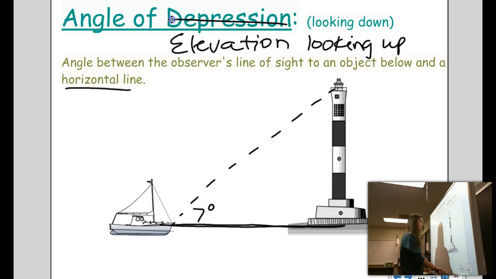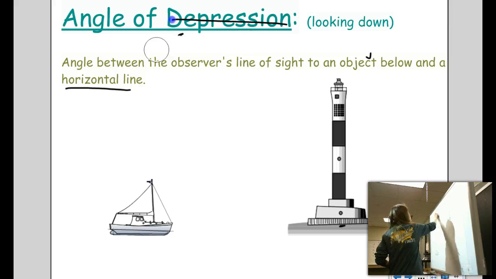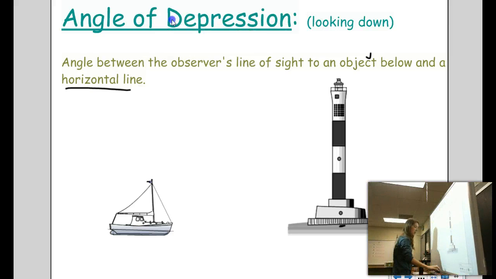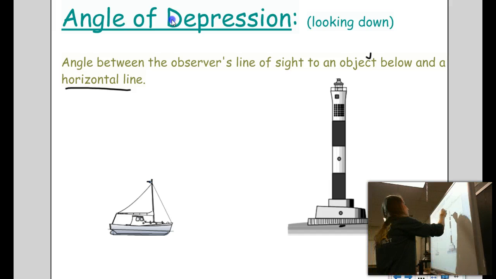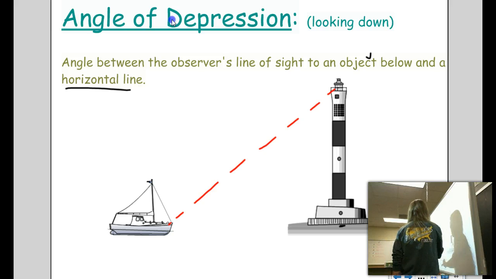Now, let's do the angle of depression. I'm going to erase this since I have to use the same slide twice. So that's the angle of elevation. Now, guys, we're not in the boat anymore. Where are we now? Lighthouse. We're in the lighthouse. So the angle of depression is when you're high up and you're looking down. You're depressed. You're down. Oh, so sad. So you're going to draw the same line, but this time you're in the lighthouse looking down.